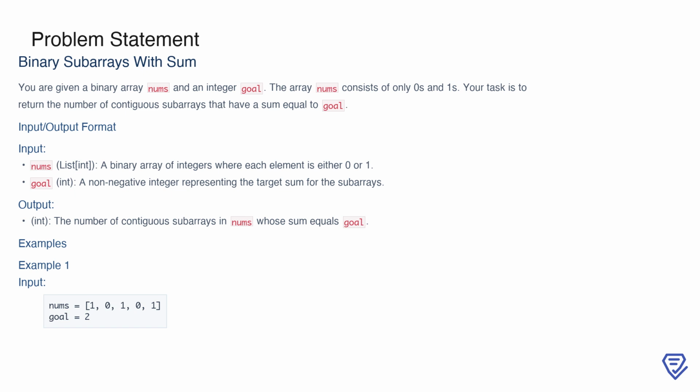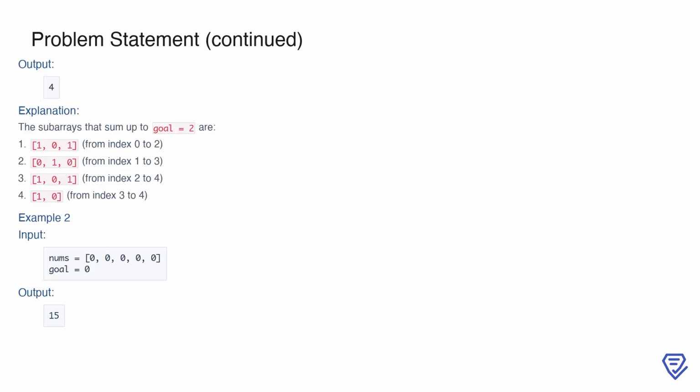Consider the array nums equals 1, 0, 1, 0, 1, and the goal 2. Here, we need to find all contiguous subarrays that add up to 2. The output for the given example is 4, and here's why. The subarrays in nums that sum up to goal equals 2 are as follows.